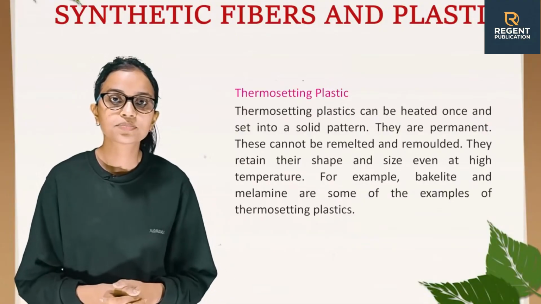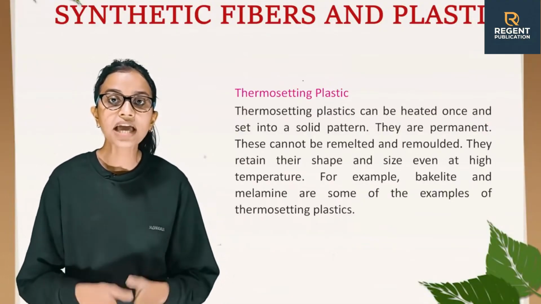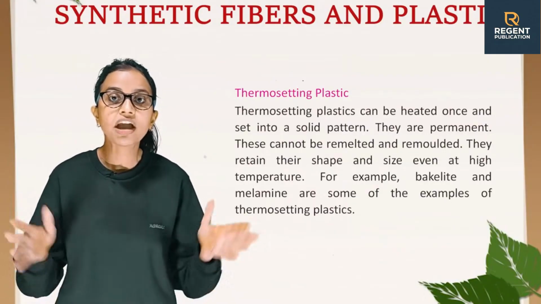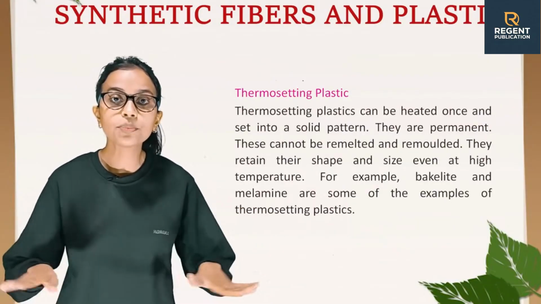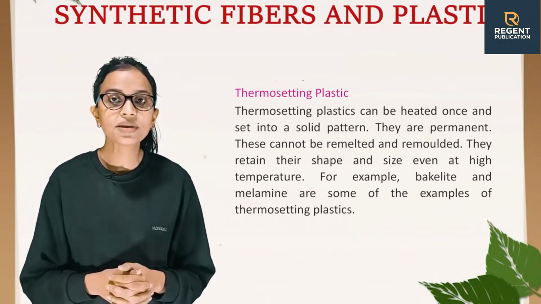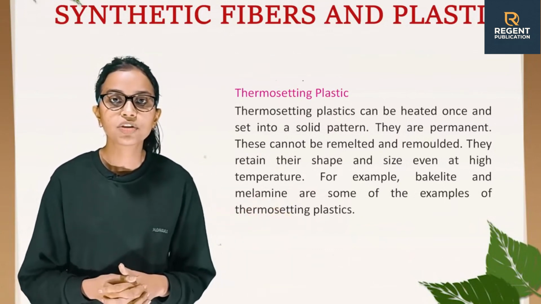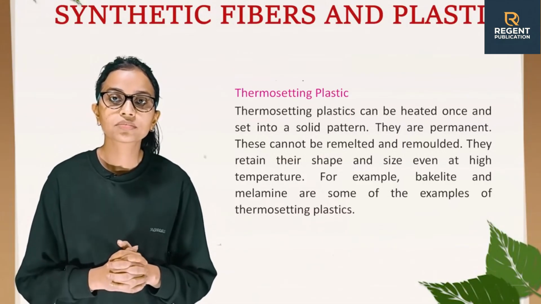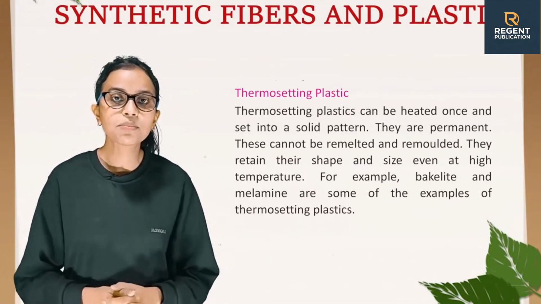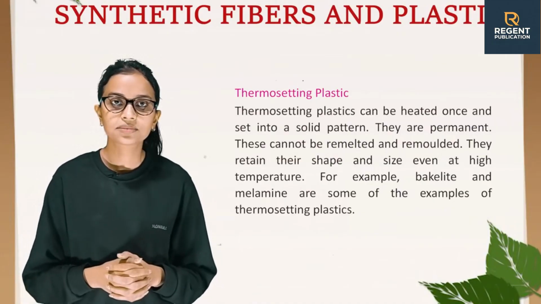Thermosetting plastics. Thermosetting plastics can be heated once and set into a solid pattern. They are permanent. These cannot be remelted and remolded. They retain their shape and size even at high temperature. For example, bakelite and melamine are some of the examples of thermosetting plastics.